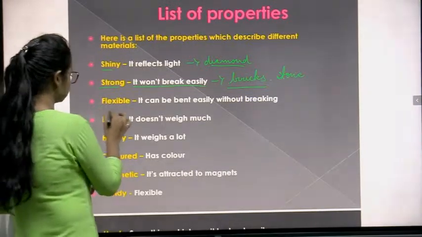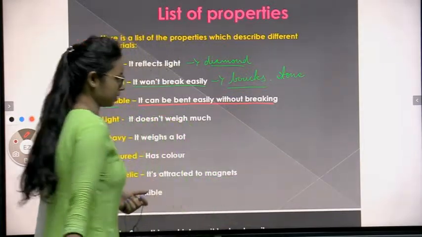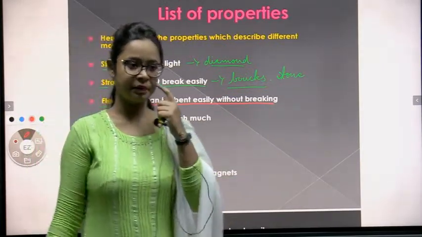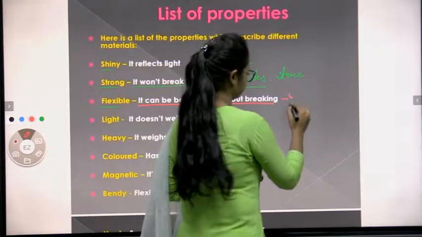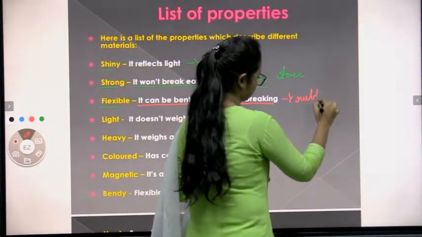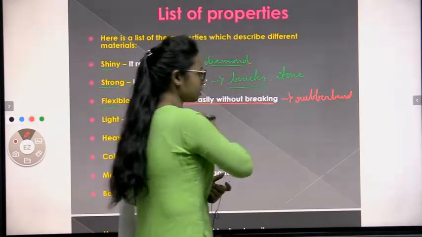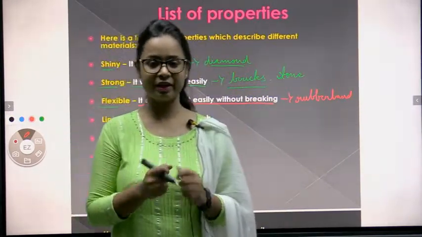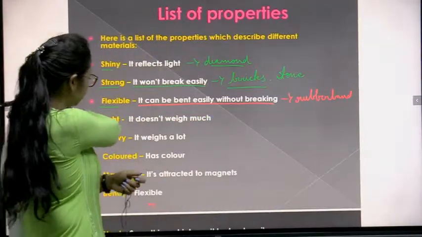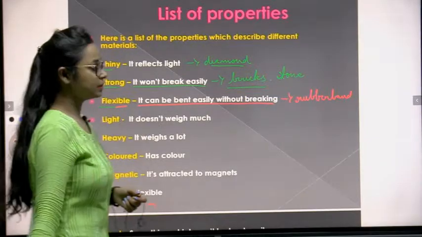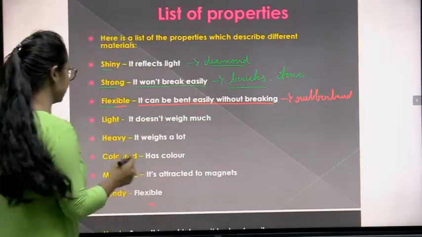Next is flexible. It can bend easily without breaking. For example, a rubber band. I've given you a rubber band. You can easily bend it in any direction. So that is a flexible thing. Any object which you can bend easily is a flexible thing.